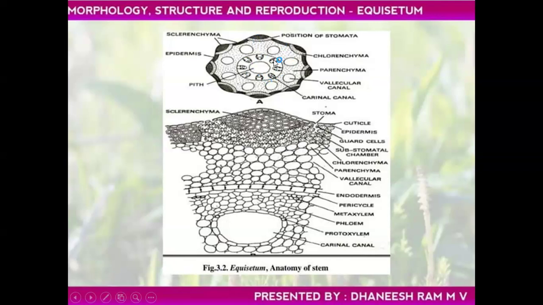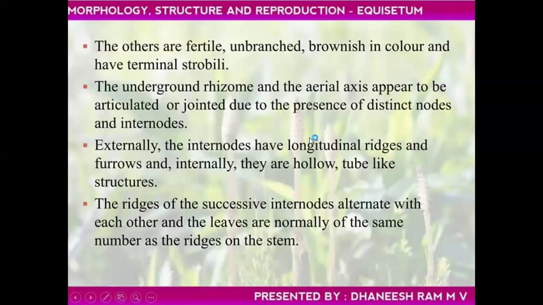That is the reason why, when we take the section cutting of the stem, in the center we can see a hollow space. That's what I told you here. Externally, the internodes have the longitudinal ridges and furrows, but internally it is hollow in nature, appearing just like a tube-like structure. So the hollow region of the stem is due to the presence of the central pith region, and the carinal canal and the vallecular canals give space for the storage of the food material.